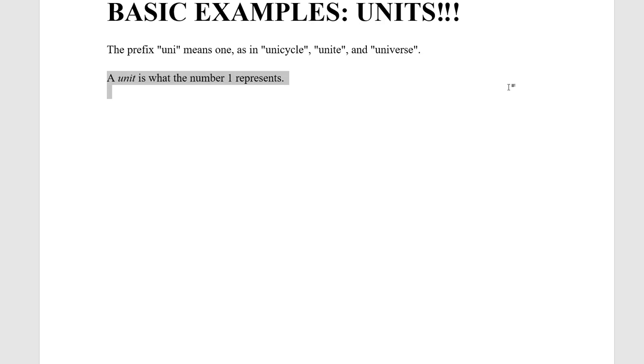Today we're talking about units. Okay, what is a unit? They're very fundamental to mathematics. The prefix uni means one, as in unicycle, a bicycle that has only one wheel. Unite, to bring things together as one. The universe, the everything, the thing that we only have one of. Okay, a unit is what the number one represents.